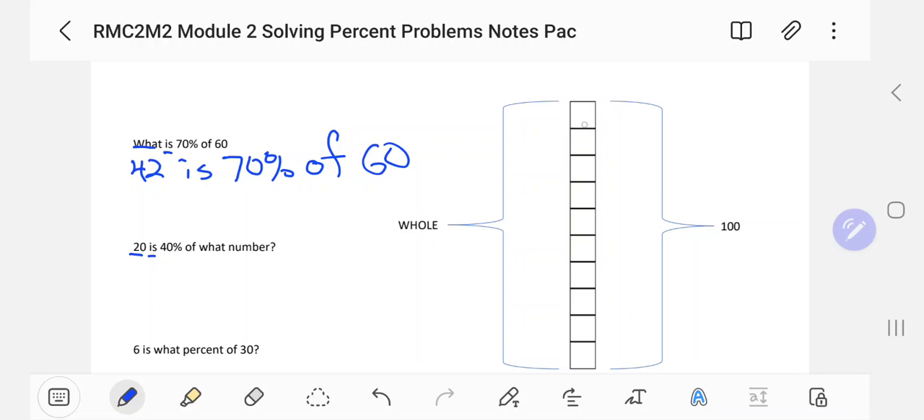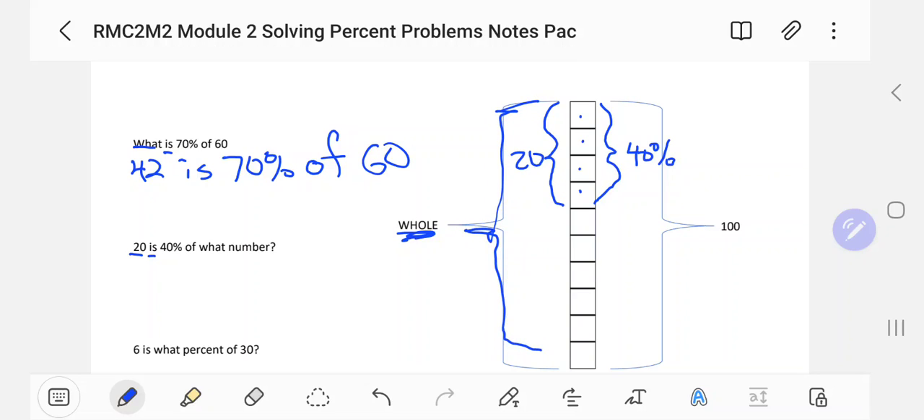So this is giving you actually a different piece of the puzzle and you have to find the whole in this case. So 40% would be 1, 2, 3, 4, right? That's 40%. So we're going right to there, 40%. And then we know that that amount is 20. So then what's the whole thing? If 20 is 40%, then what's this whole bar? What is it?